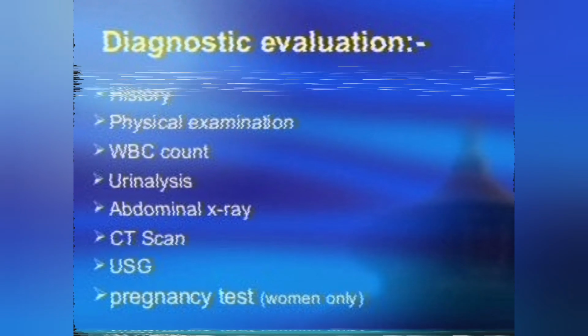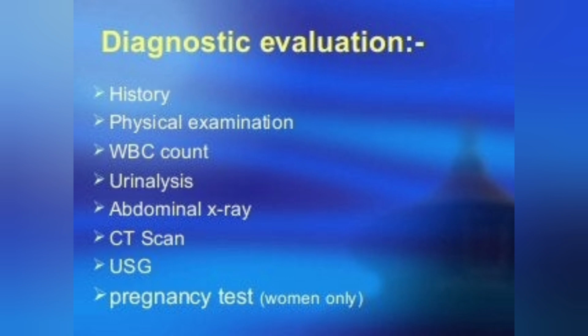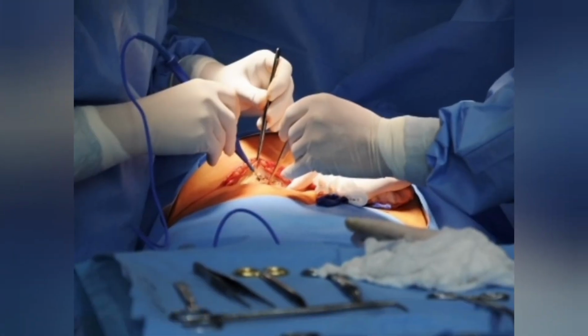Urine analysis will be done to see whether a urinary infection is there or not. We will check an abdominal X-ray. We can take a CT scan and ultrasonography of the patient. If the patient is female, then we will check for pregnancy. A pregnancy test should be done.